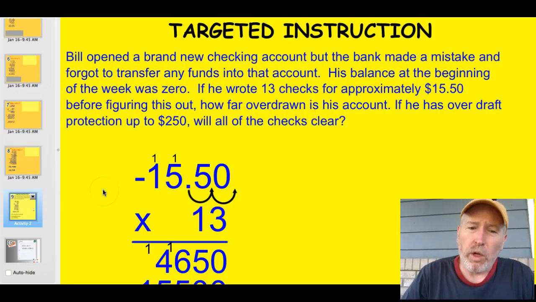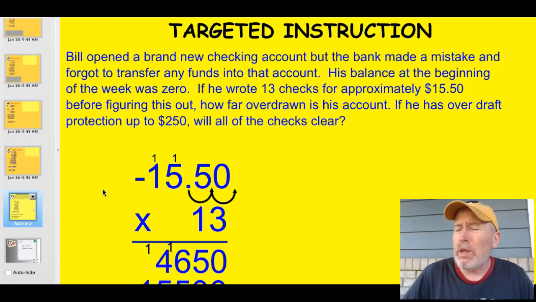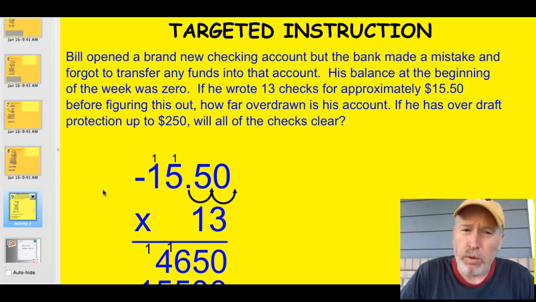Time for me to do a little work. One more word problem is like, how do these negative numbers work? Where do we use them? So I thought I'd start and end with a word problem today. So Bill opens a brand new checking account at his bank, but the bank makes a mistake and forgets to put any funds into that account. So his balance at the beginning of the week then is 0.